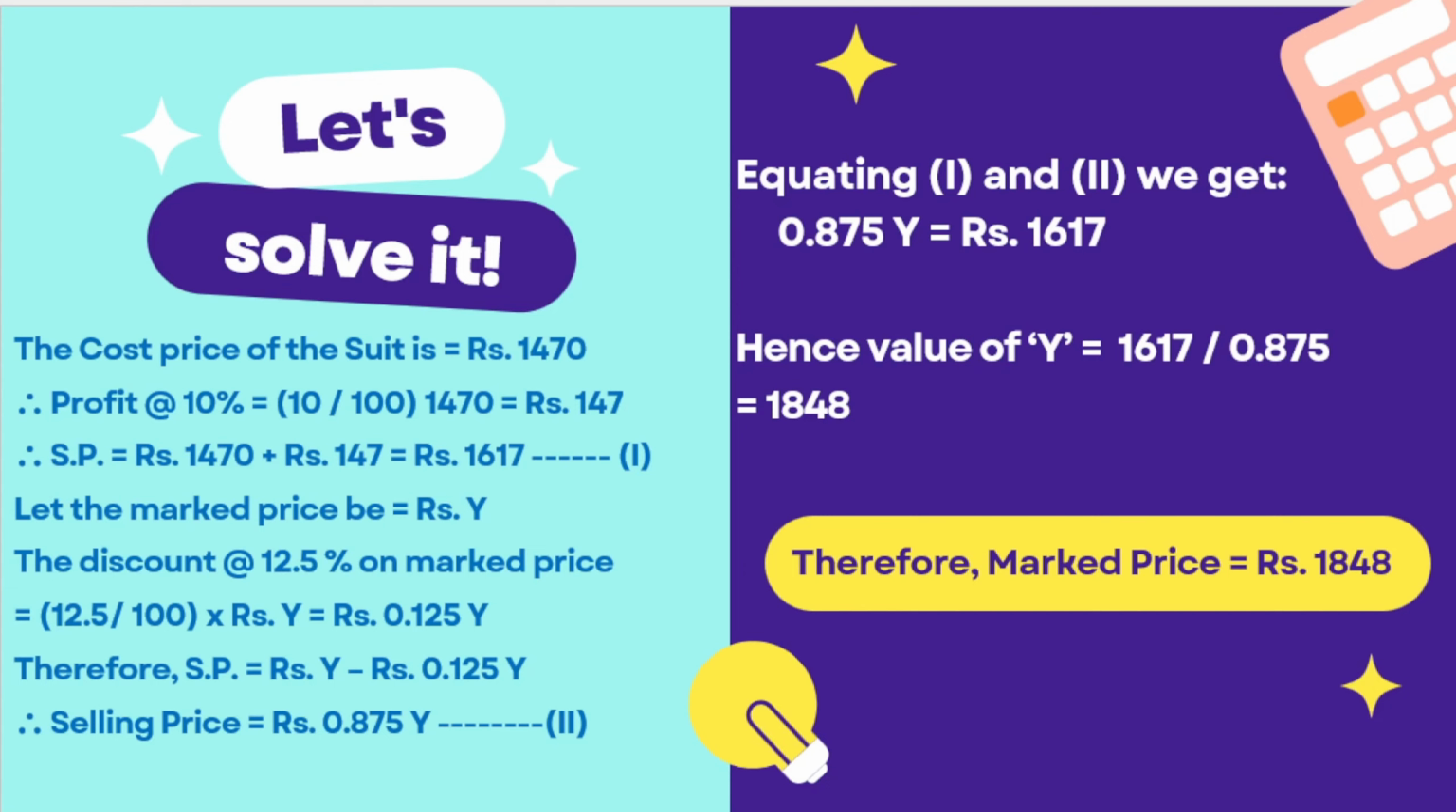Let us call it equation number 2. Now, as both the equations number 1 and 2 represent the selling price only, therefore equating them, we get 0.875y is equal to Rs 1,617. Hence, value of y is equal to 1,617 divided by 0.875, which comes to 1,848. Therefore, marked price is equal to Rs 1,848. Let us go to example number 20.